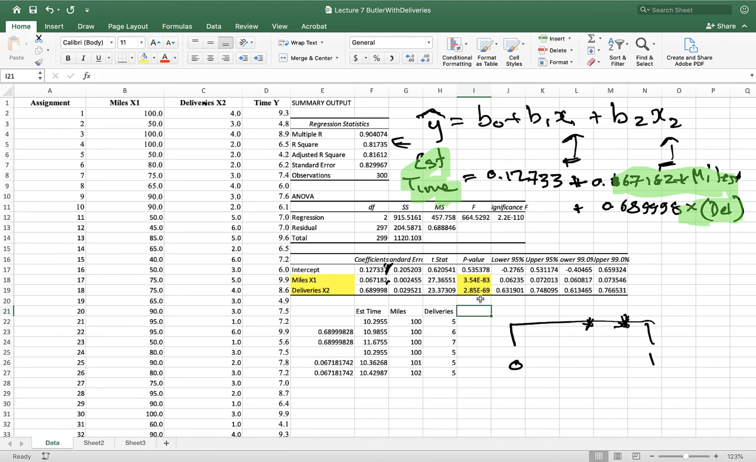And for 2.85 e to the minus 69, we have to move the decimal point in the negative direction by 69 places. These are extremely small numbers. If you're not sure how to do that, you can click on them, go up to the formatting, and change the formatting to number. You can add some decimal places and you can see they're pretty much 0. So the p-values are approximately 0 for both miles and deliveries.